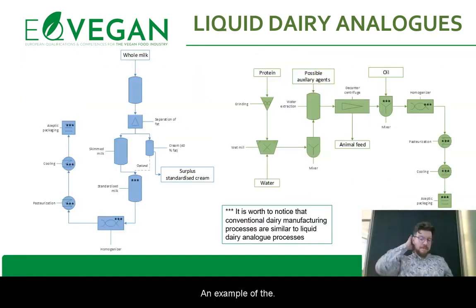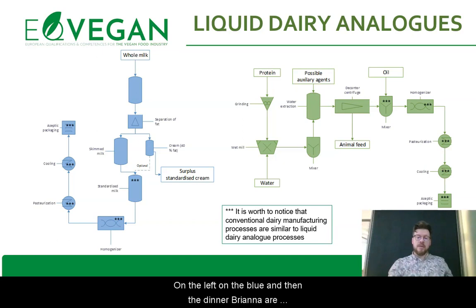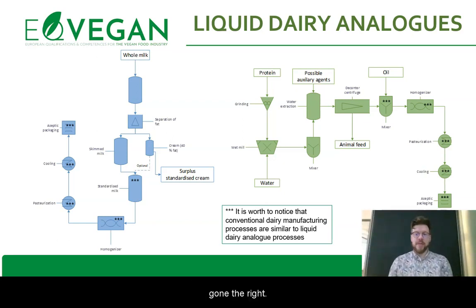Here's an example of the production lines for both the dairy product on the left in blue, and then the dairy analog on the right. And the process components marked with three asterisks are exactly the same. So from the end, the packaging is the same machines, the cooling is done by the same machines, the pasteurization is done by the same machines, and the homogenizer is essentially the same machine, with the mixing tanks also.